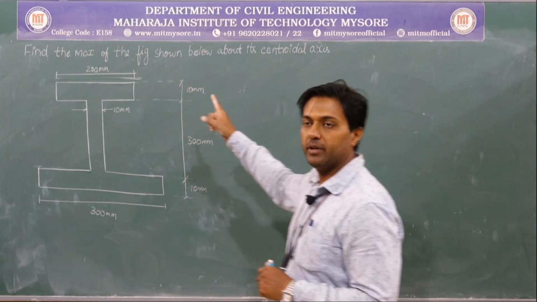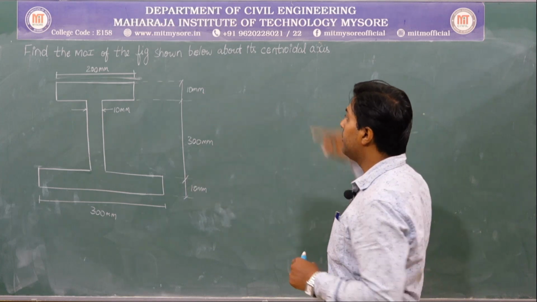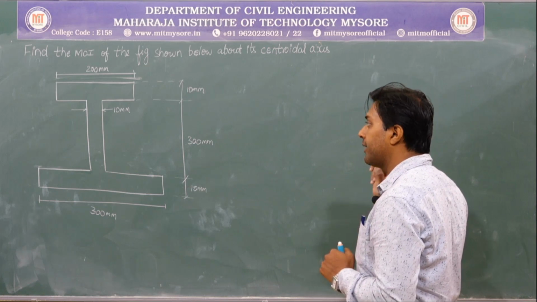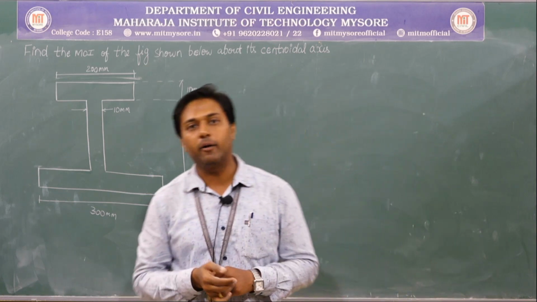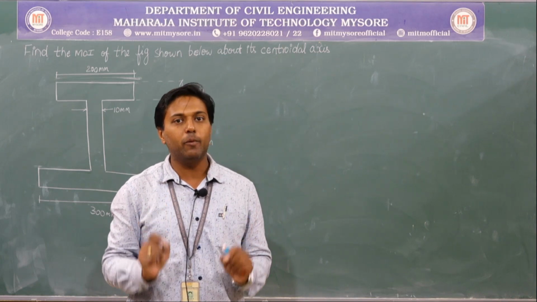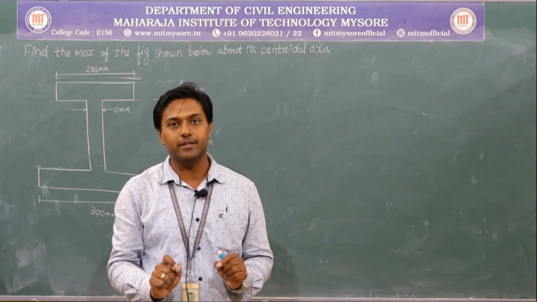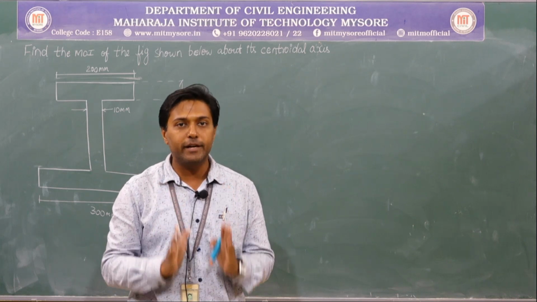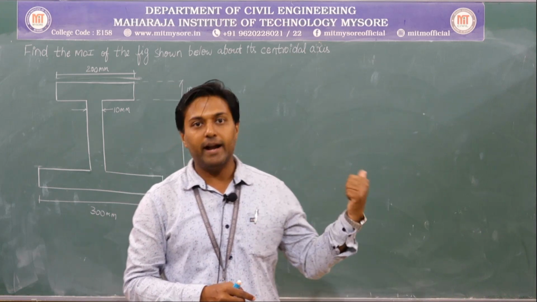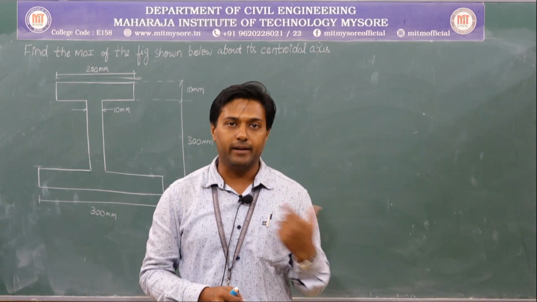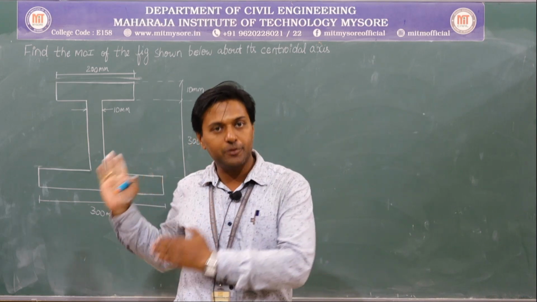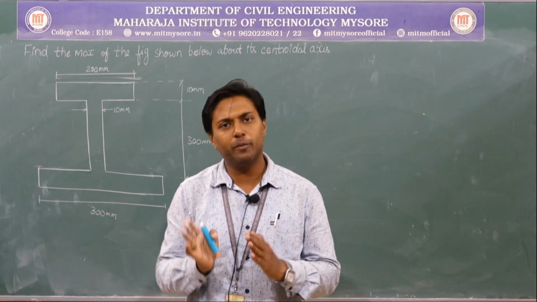I have taken a problem here. Let me read it out. Find the moment of inertia of the figure shown below about its centroidal axis. As they have asked us to calculate the moment of inertia about the centroidal axis, first we need to mark the centroid. Remember one thing, centroid and moment of inertia are interrelated. If you know the centroid, half of the procedure in moment of inertia is automatically known.